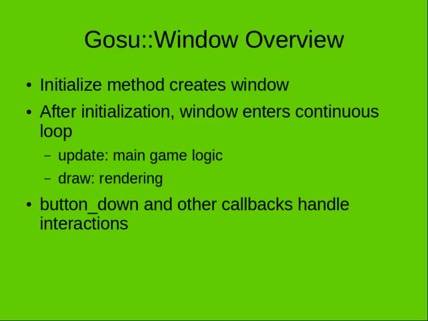If you have experience developing with JavaScript inside the browser, you can think of the update and draw methods as being like using set timeout to call the same function in a loop over and over again, except the loop is going to keep running as long as the window is open. And you can think of button down as like binding an event handler to an event within JavaScript. This would be like having the keyboard down event in JavaScript.